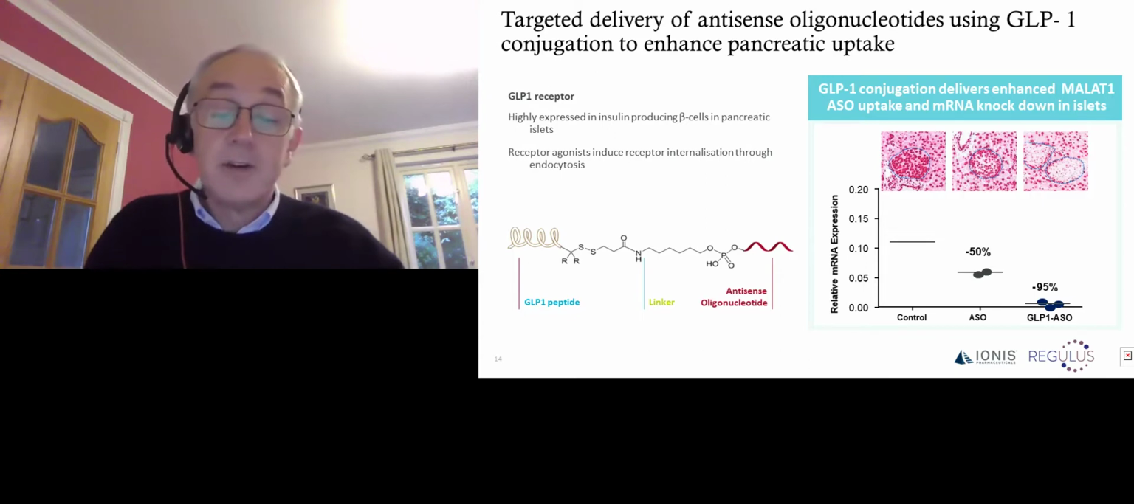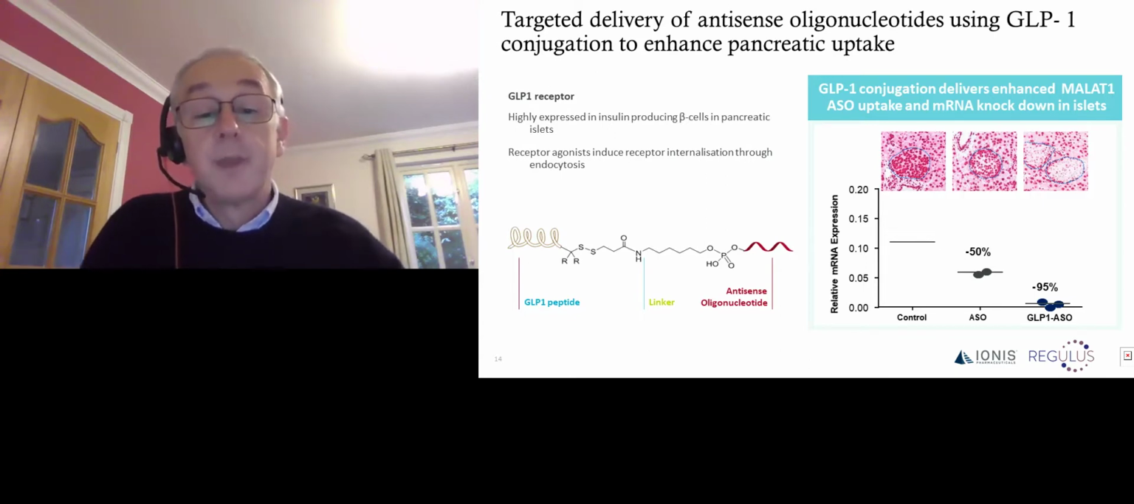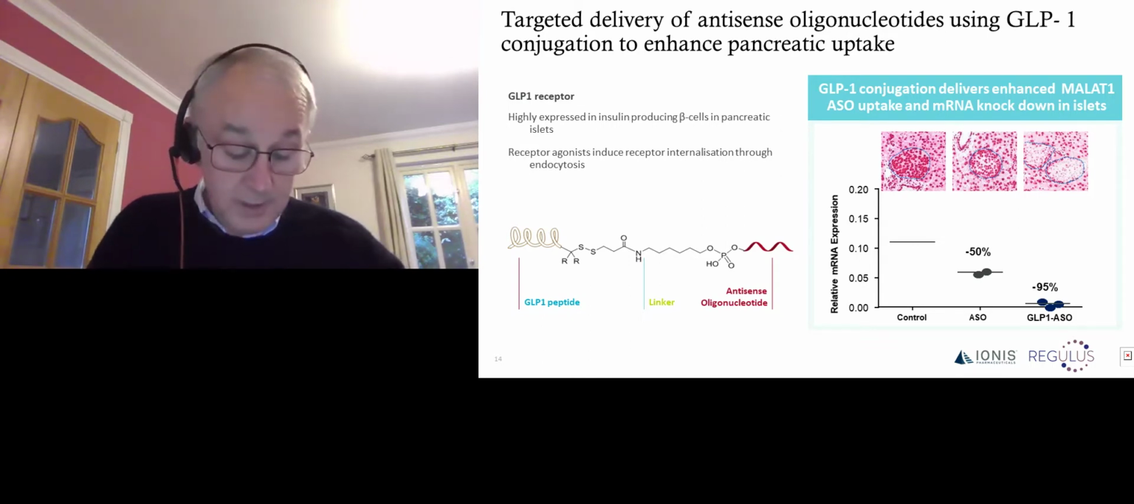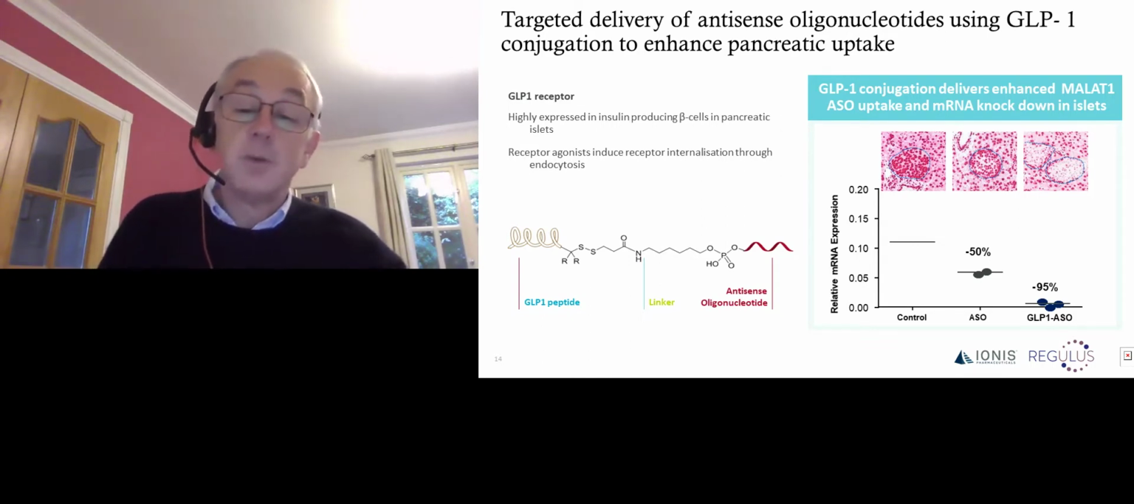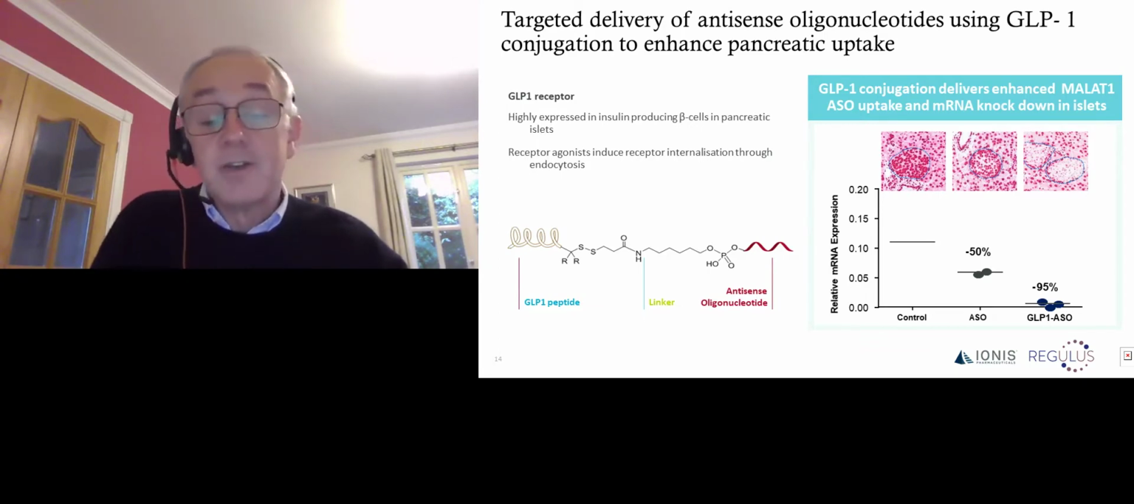If you look at the data in the figure here, if we simply take the oligonucleotide on its own, we see about 50% knockdown of expression of the target gene in these cells. If we conjugate the oligonucleotide with a GLP-1 peptide, we achieve 95% knockdown of the target gene within these cells. And this data is just an example of how we're able to progress some of these new molecules to the clinic, where delivery often can be a primary issue.